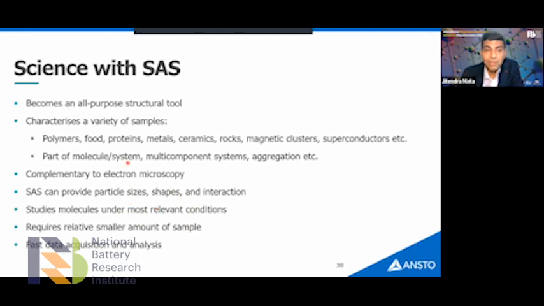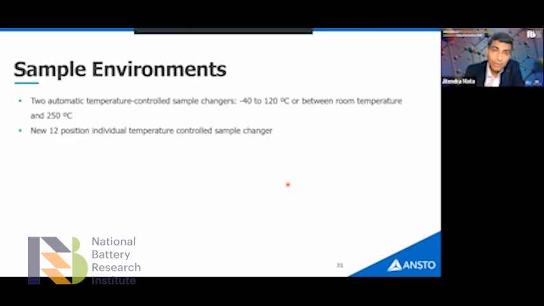So my next slide, which I'm going to show you, the sample environment, might give you the idea of what kind of science we can do using the small angle scattering. On the SANS instrument or USANS instrument, this can apply to both SANS and USANS instruments, okay? So the most common sample environment which we use is called multi-sample changer.